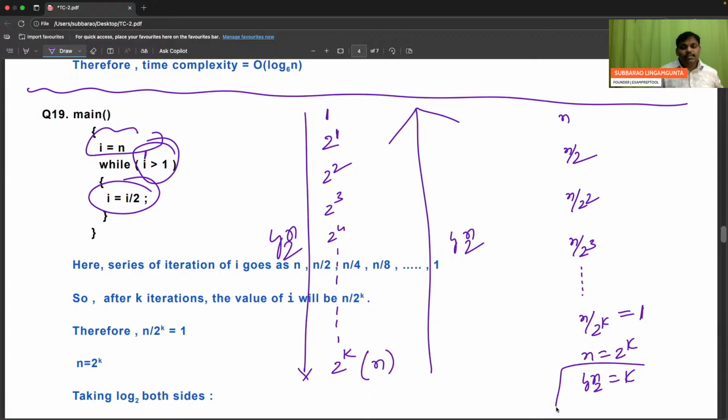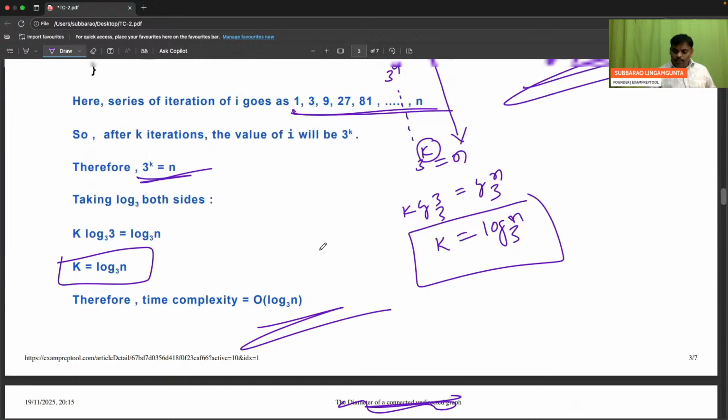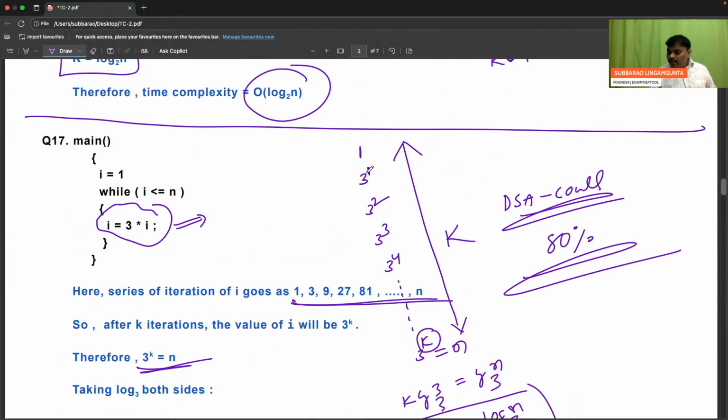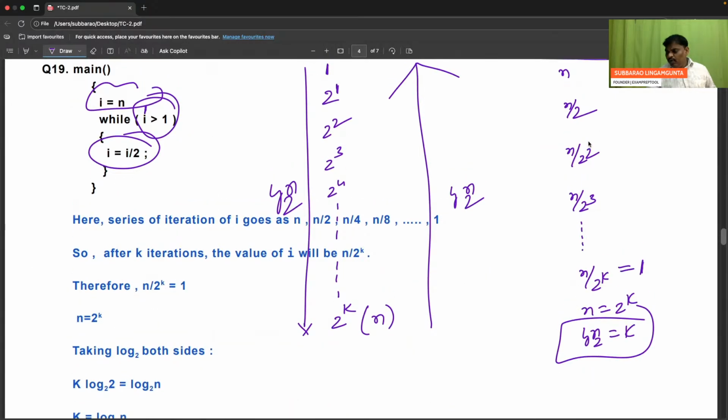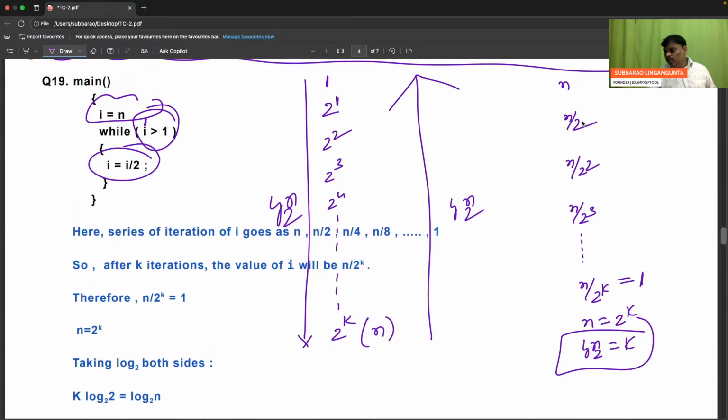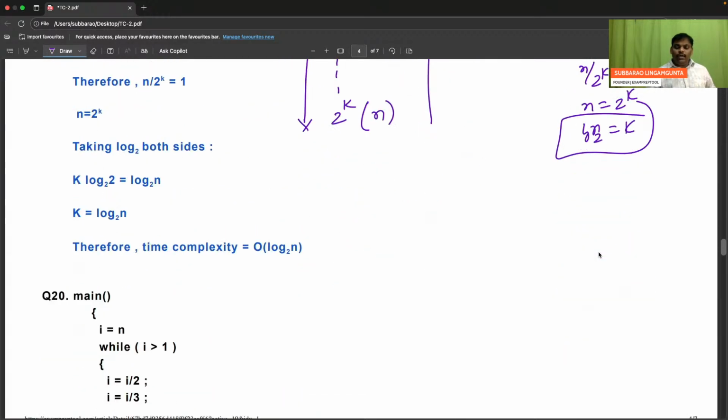What I mean to say is whether you do into 2 or divide by 2, both are the same. If you do into 2, it is increasing. Start from small, always double, double, double, that is also log n. Start from big n, always half, half, half, that is also log n base 2. This is the proof. In the case of double or triple, the power increments upper. In the case of divide, the power increments below: n by 2 power 1, n by 2 square, n by 2 cube. This is the only difference. At the end of the day, both are log n base 2.